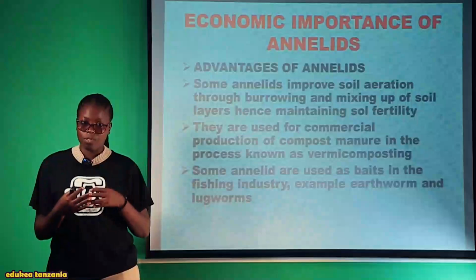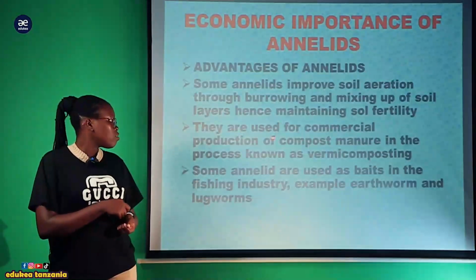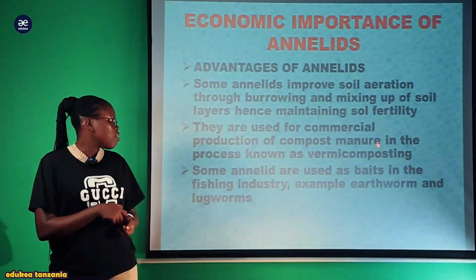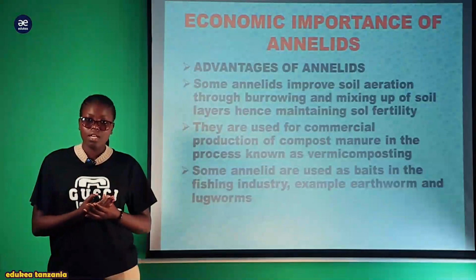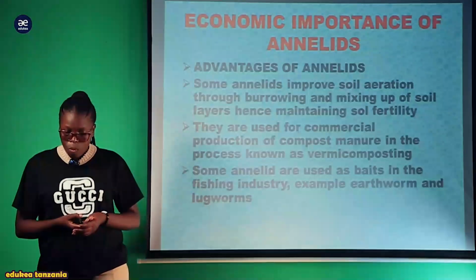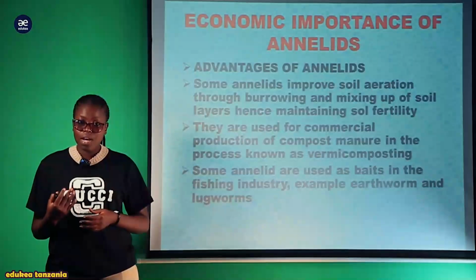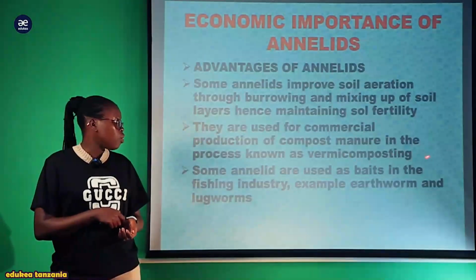They help in decomposition because some of them are scavengers. Also, they are used for commercial production of compost manure in the process known as vermicomposting. All these members of the phylum Annelida are used in agriculture in the production of compost manure, and the method used in producing this compost manure is called vermicomposting.